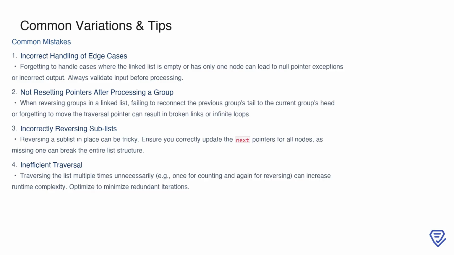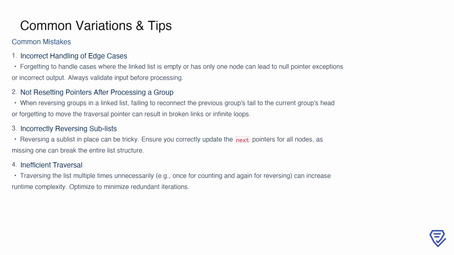Another frequent issue is not resetting pointers after processing each group. When reversing groups in a linked list, it's critical to reconnect the previous group's tail to the current group's head. Forgetting to update the traversal pointer after processing a group can lead to broken links or even infinite loops. Additionally, reversing sublists in place requires extra care. Every node's next pointer must be updated correctly, as missing even one can break the overall structure of the list.